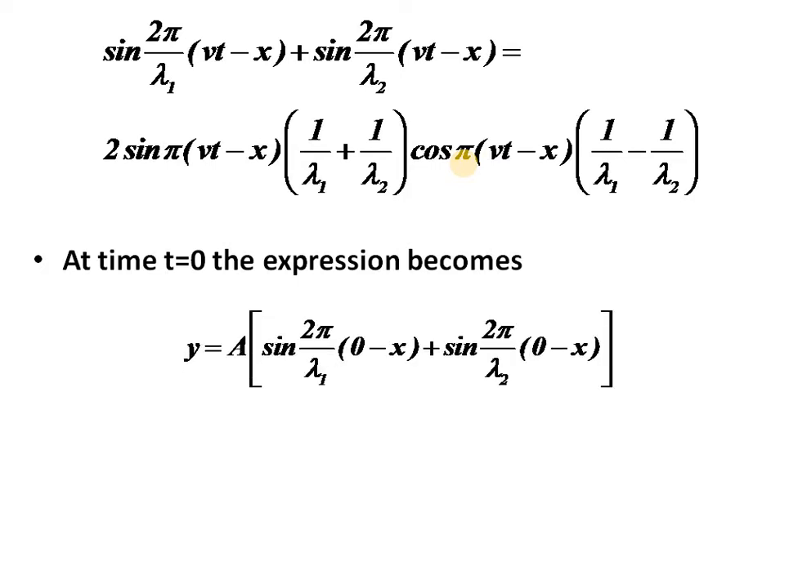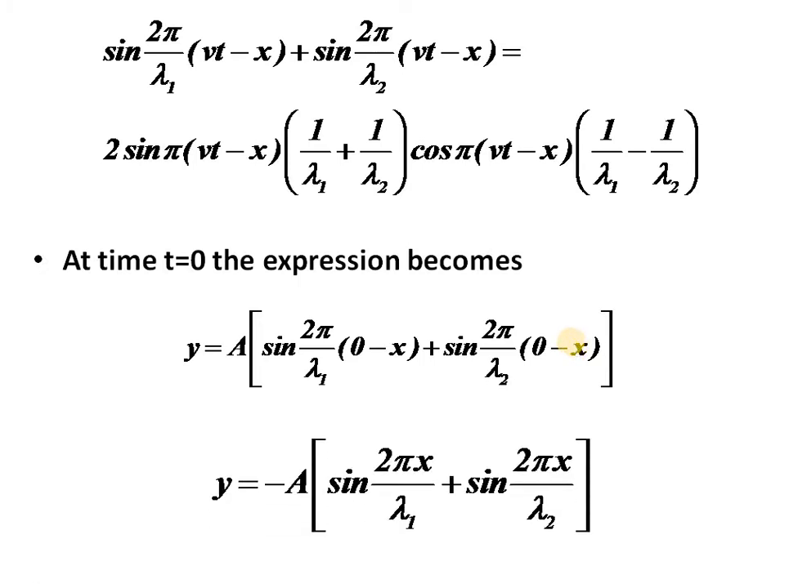Okay, at that moment, what happens? You are putting t here 0. So obviously, the argument got modified. The argument of the first term, argument of the second term got modified, and now you can write like this: y equals sum, minus a sine 2 pi x by lambda 1 plus sine 2 pi x by lambda 2. Okay, this is a function. This is an equation purely in x. Okay, y is the vertical displacement, x is the horizontal displacement.